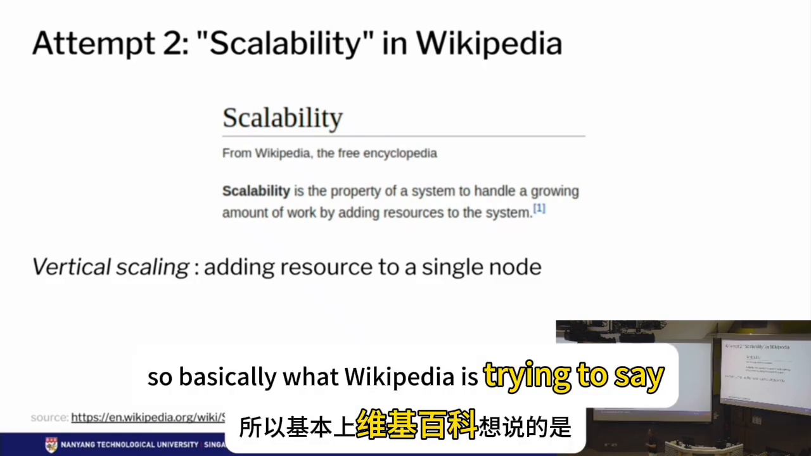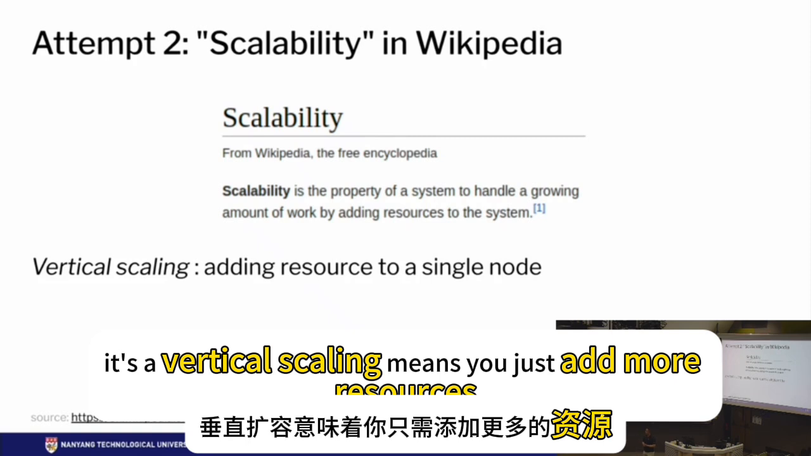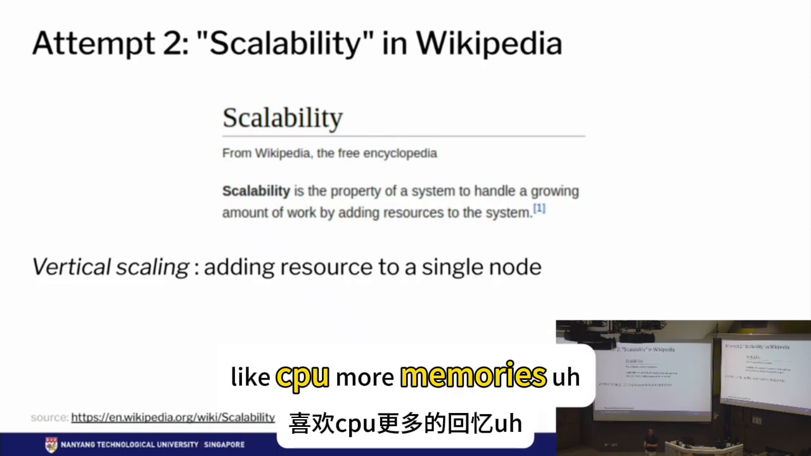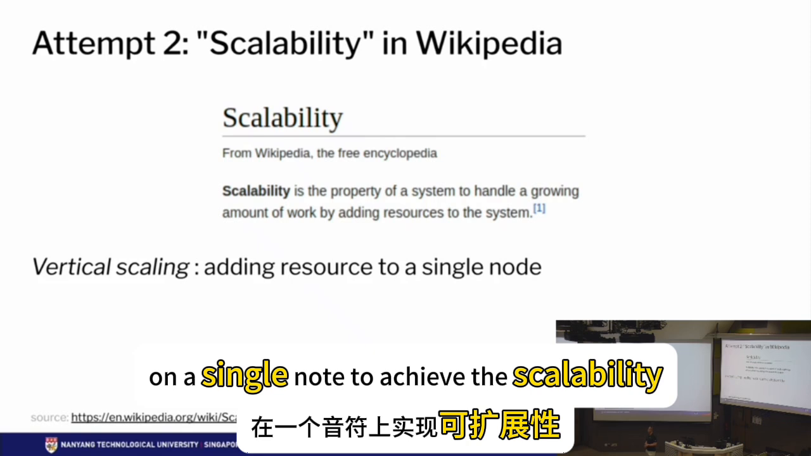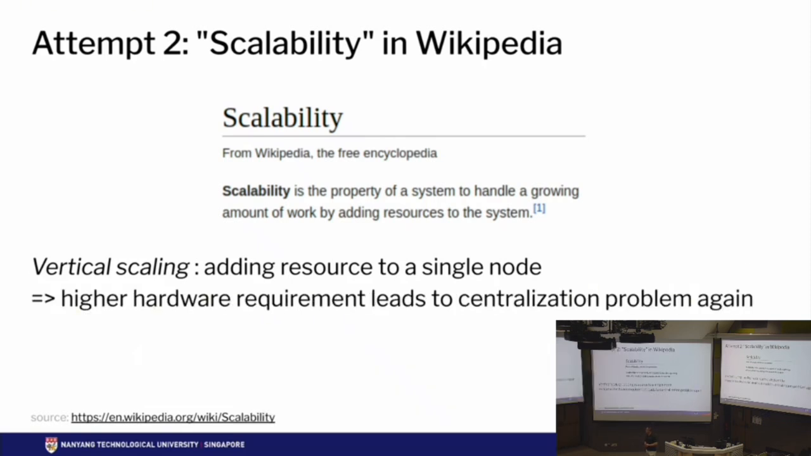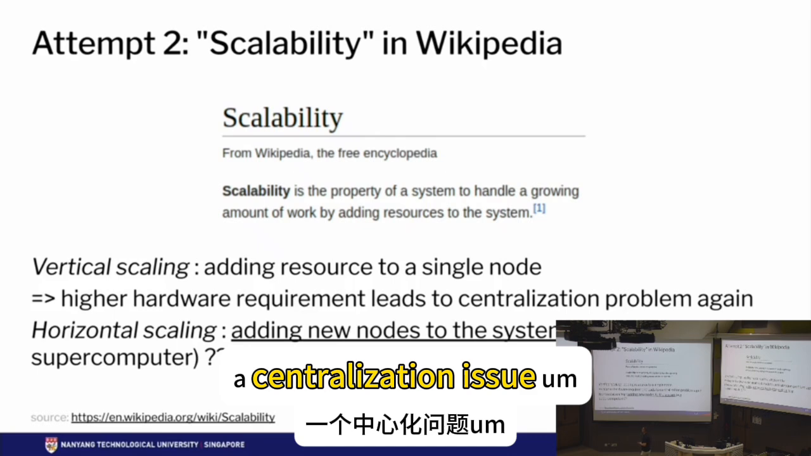So basically what Wikipedia is trying to say is that it's vertical scaling. It means you just add more resources, like CPU and more memory. You can even use GPUs to accelerate on a single node to achieve scalability, right? So when you do that, it's, again, a centralization issue.